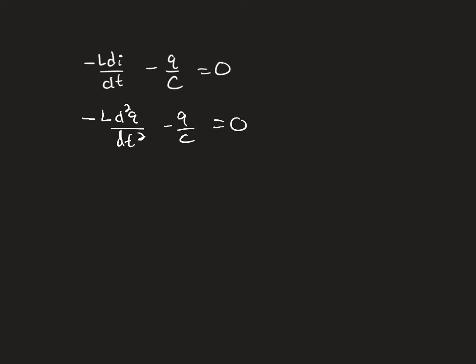Alright, so now we're going to apply Kirchhoff's law to our circuit. So we have the voltage across the inductor, and then the voltage across the capacitor, and that's going to sum to 0 because we have a complete circuit. Alright, so I'm going to do a little bit of rearranging here. Remember, current is equal to the change in charge with respect to time. So I can rewrite this as the second derivative. And I'm going to divide each term by a negative L.